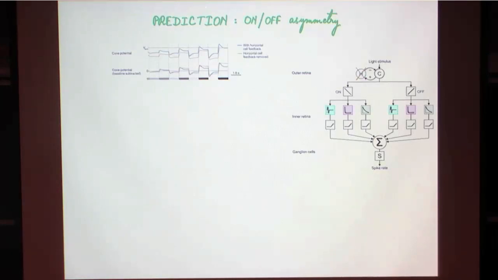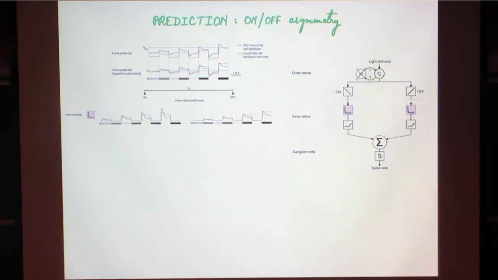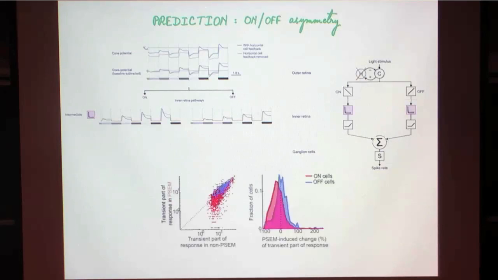Okay. So now what does this say? This says that if you have a pathway that will pick this peak, that will select this peak, you should see a much bigger effect of PSEM on the on cell than on the off ganglion cell. And this is indeed what you see here. Here the red is on cells, the blue is off ganglion cells. This is the response in different cells in the control retina, and this is the response after manipulation.